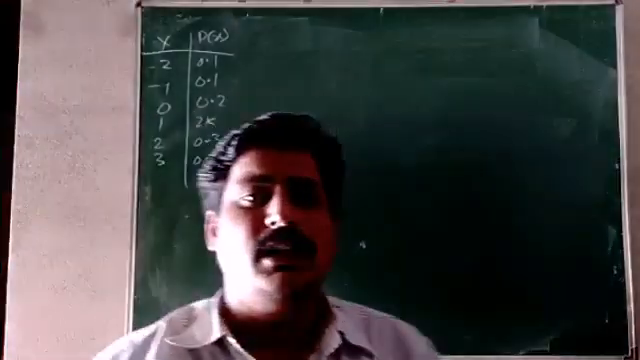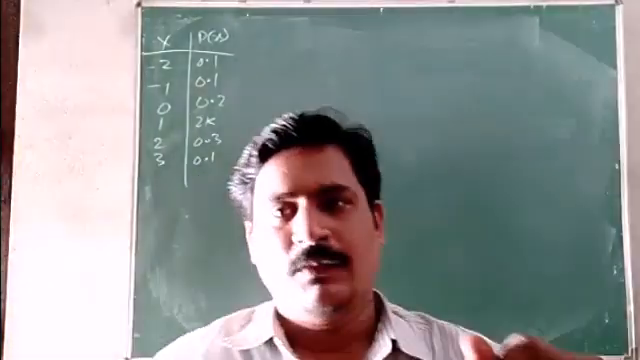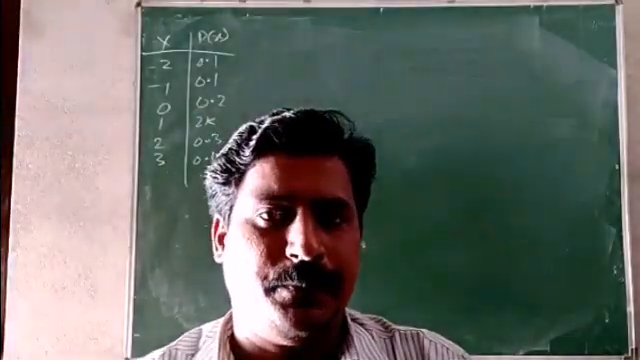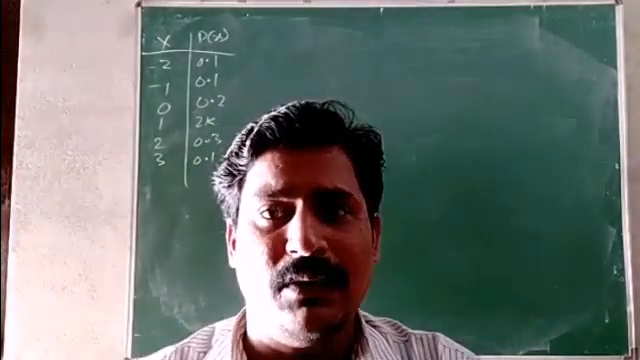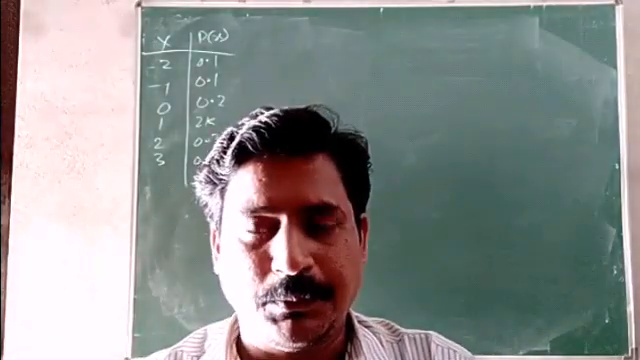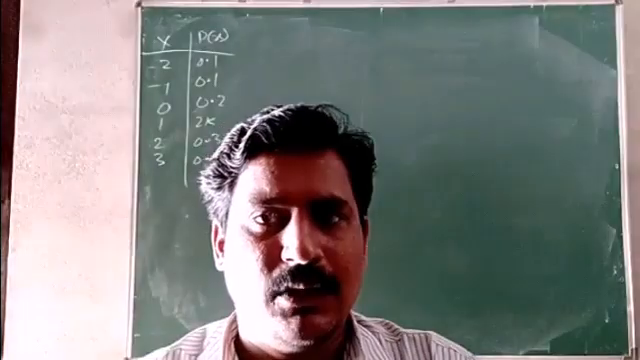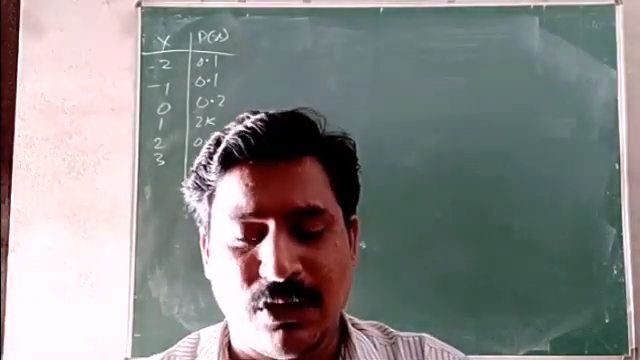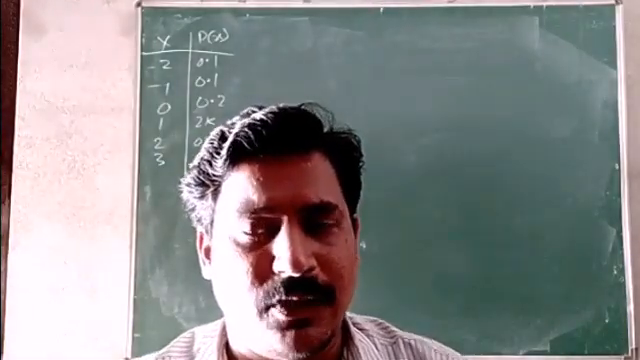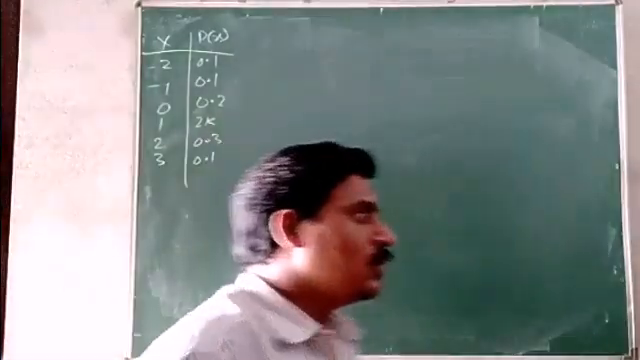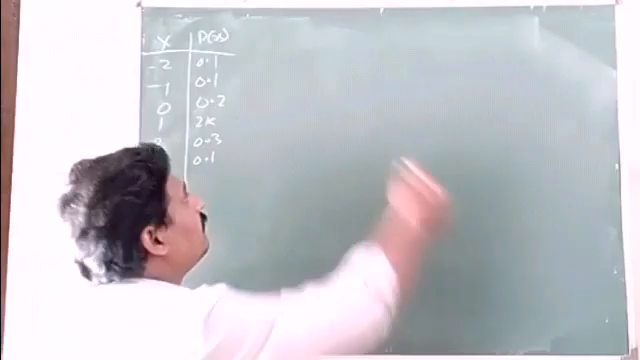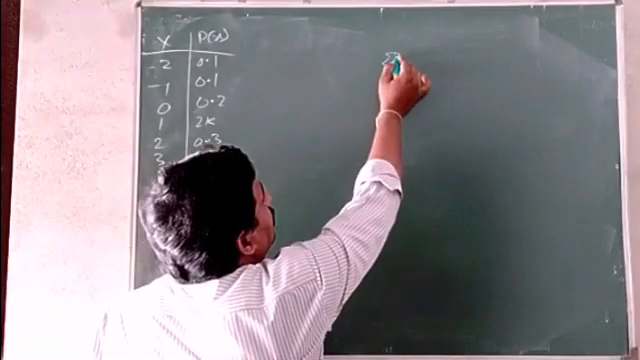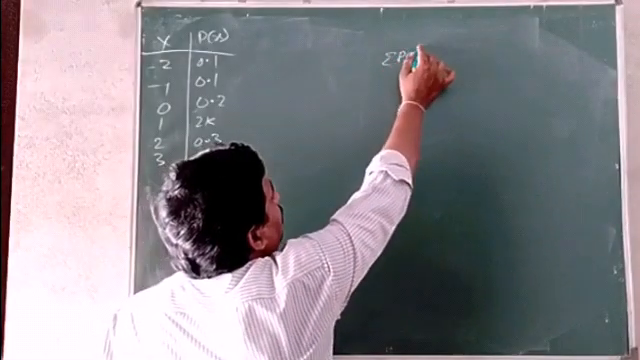So here we need to find first the value of k. The missing probability has a value of 2k. If we find that, we'll be able to calculate mean and variance, that is expectation of x and variance of x for the given problem. So here we already know that summation of p of x is equal to 1.